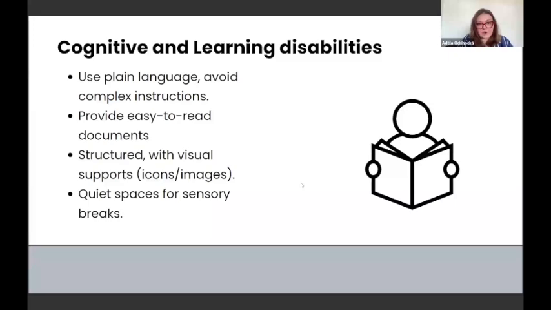For those living with cognitive and learning disabilities, it's essential to use plain language and avoid complex instructions. This was said here as well. If you can avoid using complex, difficult language, it's always better for everyone. You can also provide documents that are what we call easy to read and that are well structured. You can incorporate visual supports like icons, pictograms, and images.